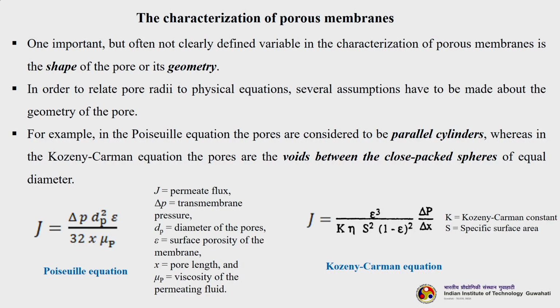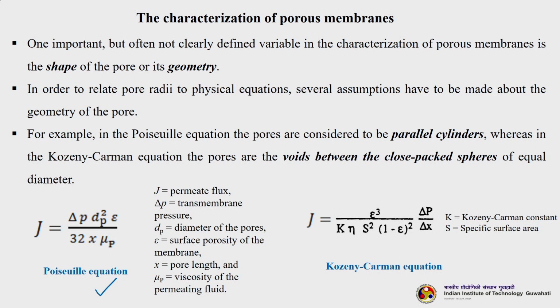So, in order to relate pore size to physical equations, several assumptions have to be made. There are various equations utilized to predict the flux and other parameters, and to calculate the pore size or pore diameter. Two classical equations we are showing are the Hagen-Poiseuille equation and the Kozeny-Karman equation. Here is the Hagen-Poiseuille equation: flux J equals delta P dP square epsilon over 32 x mu p. J is the permeate flux, delta P is the transmembrane pressure applied across, dP is the diameter of the pores which we want to find out, epsilon is the surface porosity of the membrane.